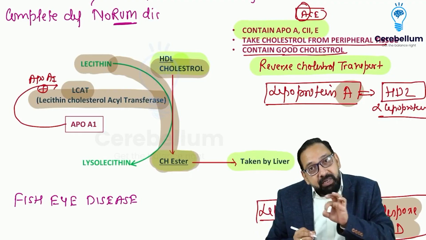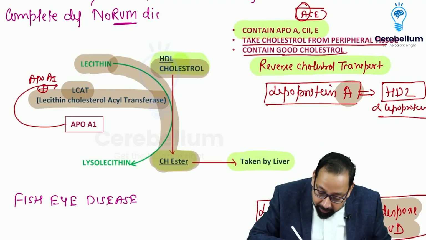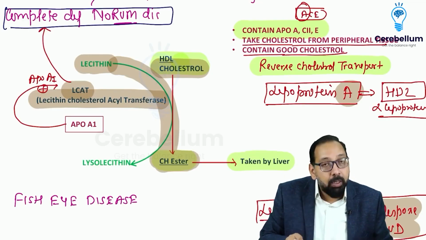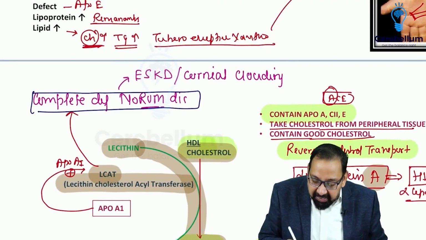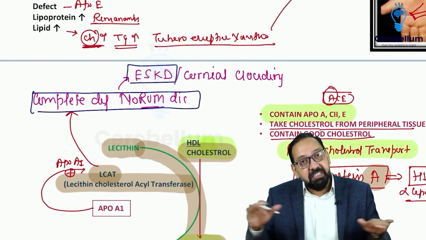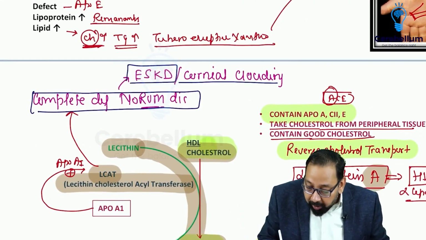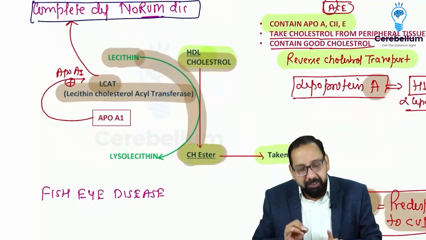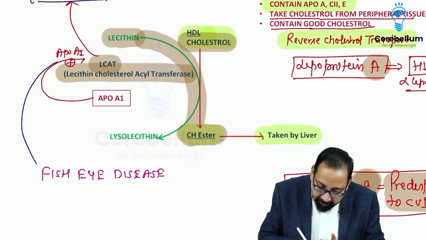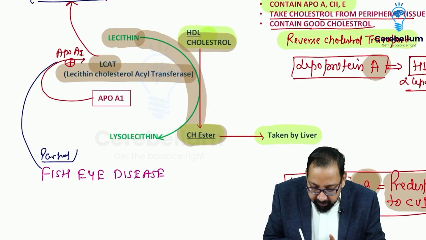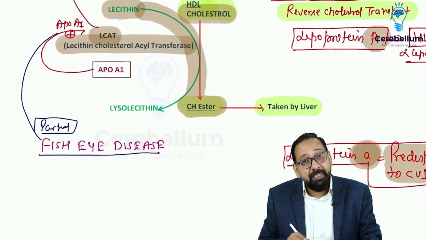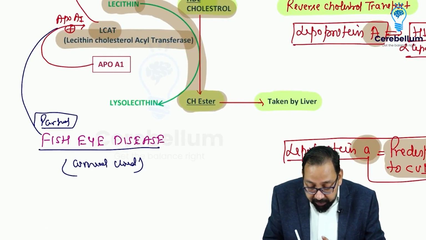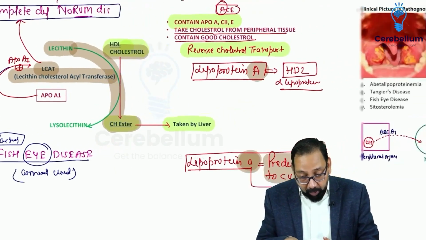This LCAT may be deficient. If LCAT is completely deficient, complete deficiency, this is called Norum disease, with end stage kidney disease and corneal clouding. Norum disease, complete deficiency of LCAT. If there is partial deficiency of LCAT, then it is fish eye disease. In fish eye disease, only corneal clouding. The name itself tells you only the eyes are involved, corneal clouding.